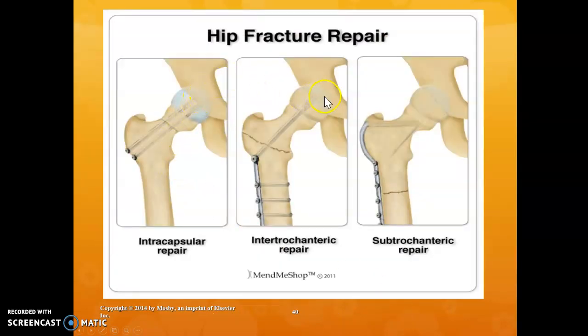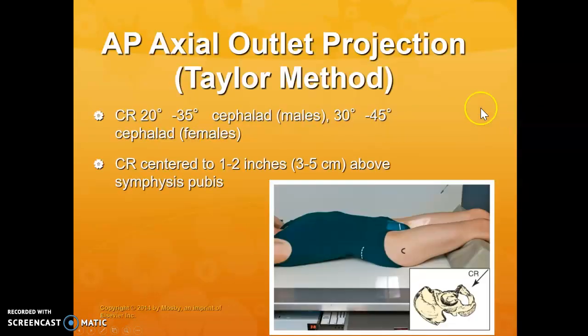In the OR, you'll see multiple types of hip repairs, depending on if it's screws and a plate coming around the side here. Specialty views, you're going to have outlet and inlet. So outlet view is a Taylor method view. The central ray is 20 to 30 degrees cephalad for males, 30 to 45 for females. Why? Right? Because the shape of the pelvis is different. And central ray is 1 to 2 inches above symphysis pubis.